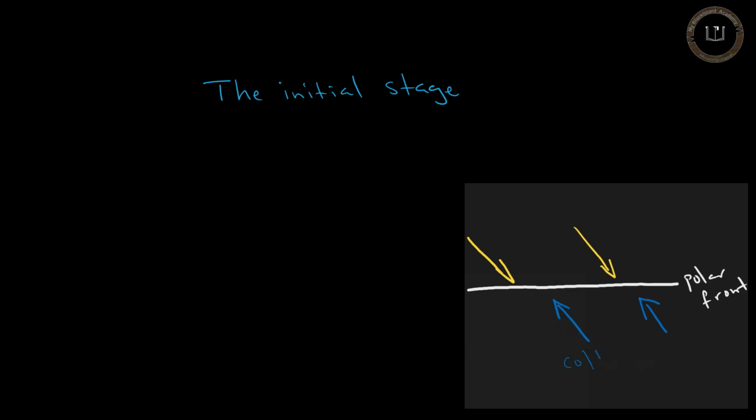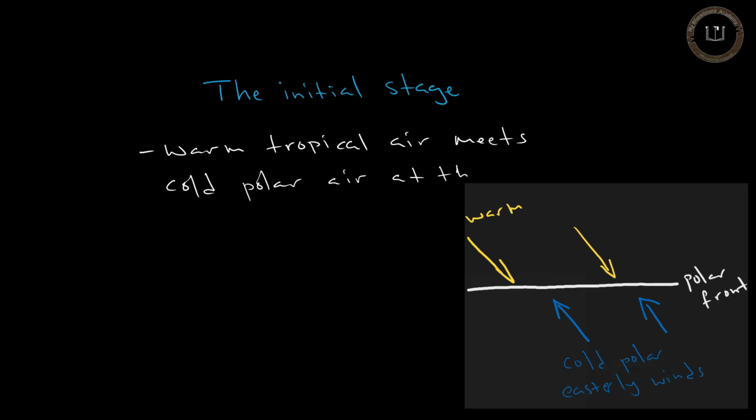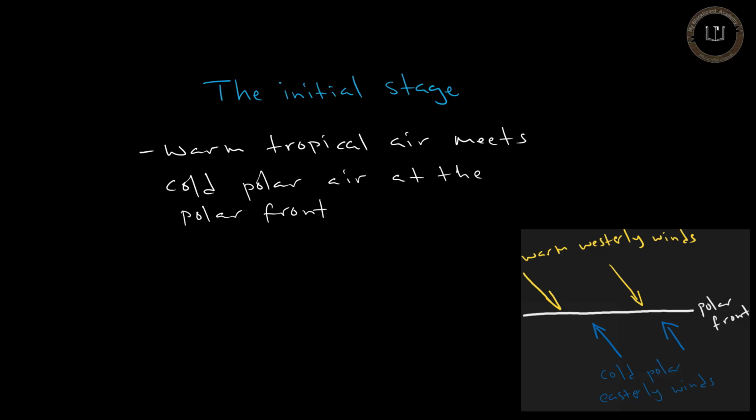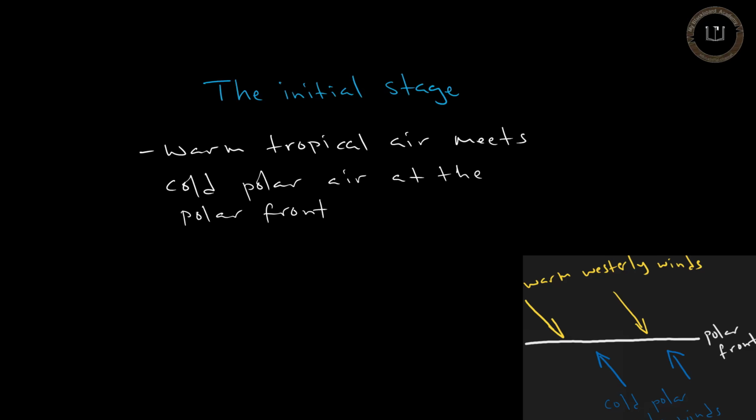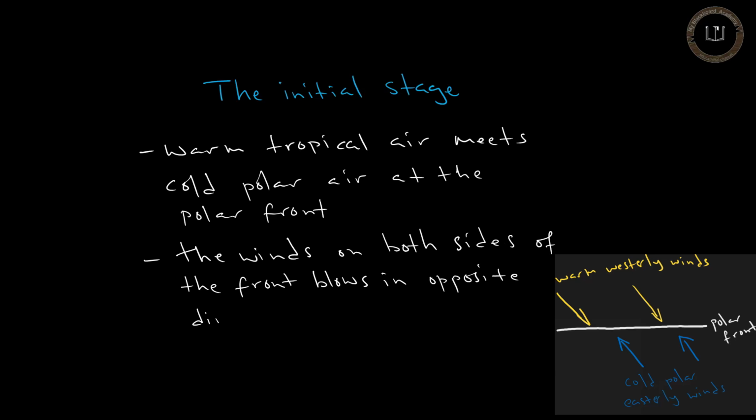In the initial stage, or first stage of a mid-latitude cyclone, warm tropical air masses meet cold polar air along the polar front. There will be a big difference in temperatures between the two air masses. The wind on either side of the polar front blows in opposite directions. The front does not move.